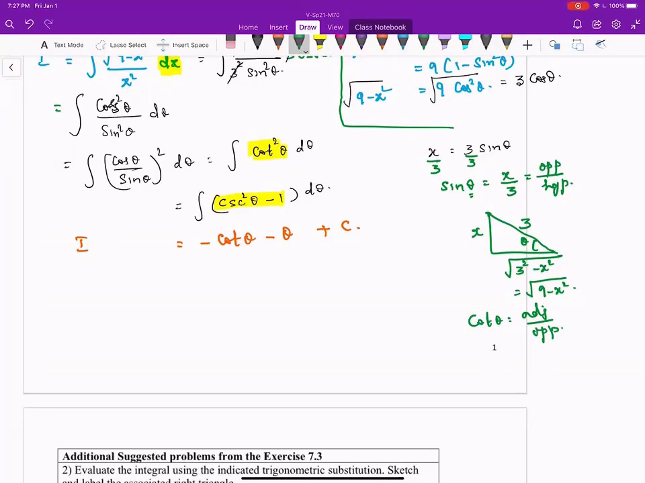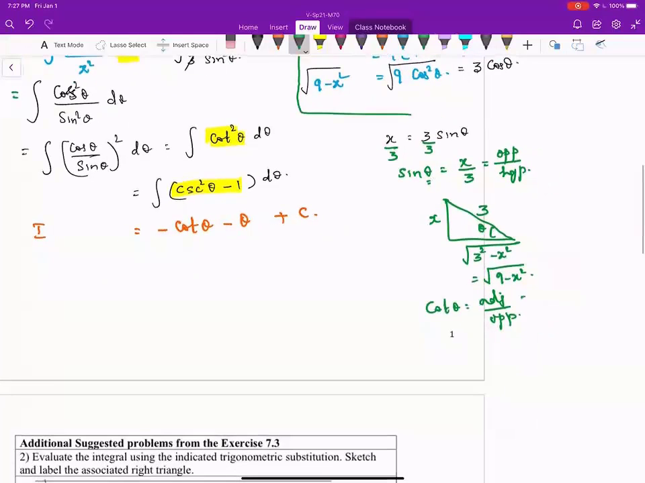Adjacent over opposite. So in this case, cotangent is going to be adjacent, which is square root of 9 minus x squared, divided by opposite of theta, which is equal to x. So that will be cotangent theta.